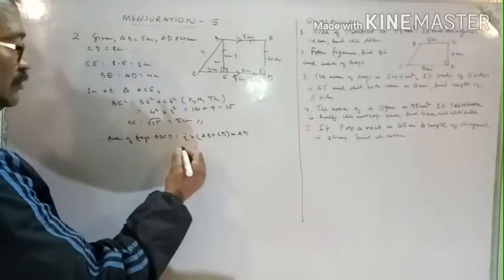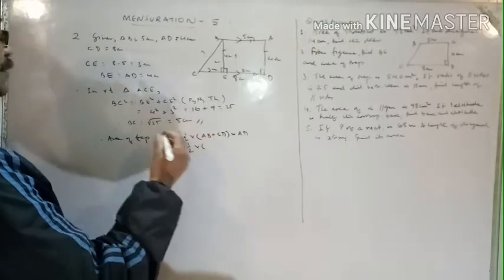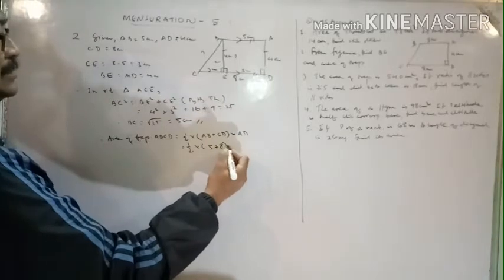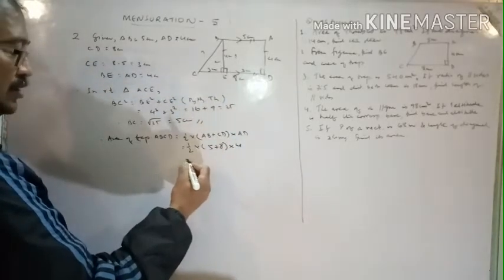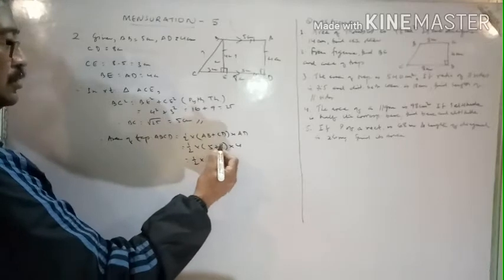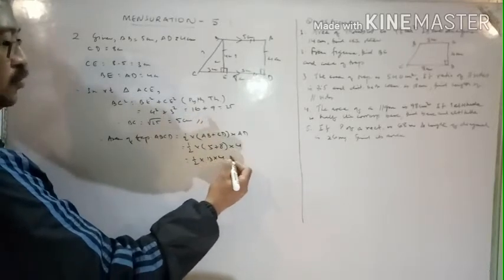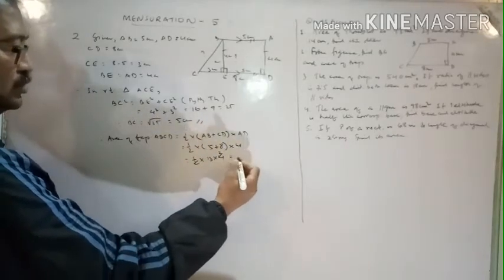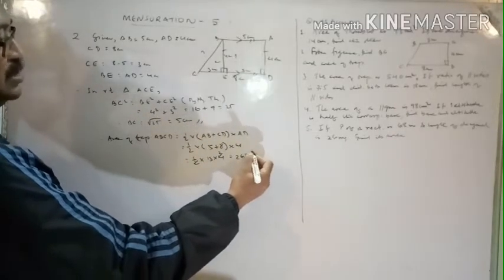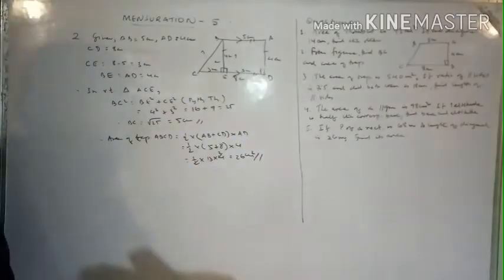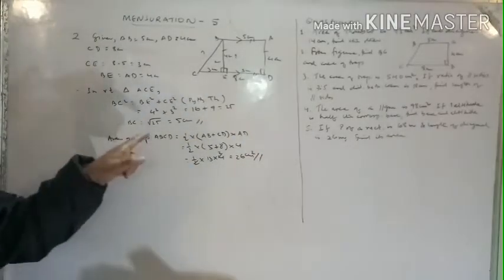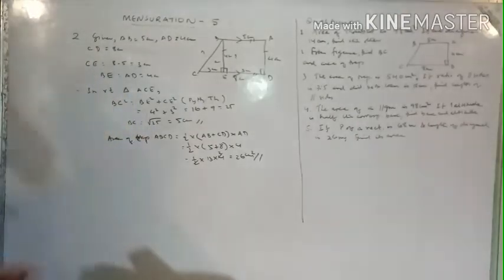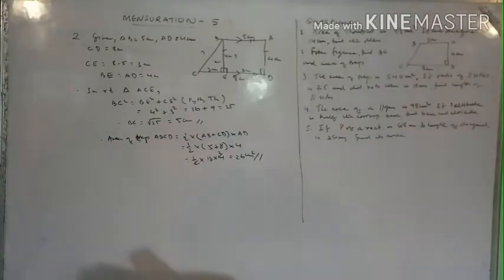Okay, so if you put the value, half into AB, how much do we have? AB is 5 plus CD is 8, into AD is 4. That is half into 13 into 4. 5 plus 8, 13. 2 will go here 2 times. So 2 into 13 is 26 centimeter square. So this is the area. We have found the length BC, which is 5 centimeter, and the area of the trapezium, that is 26 centimeter square.